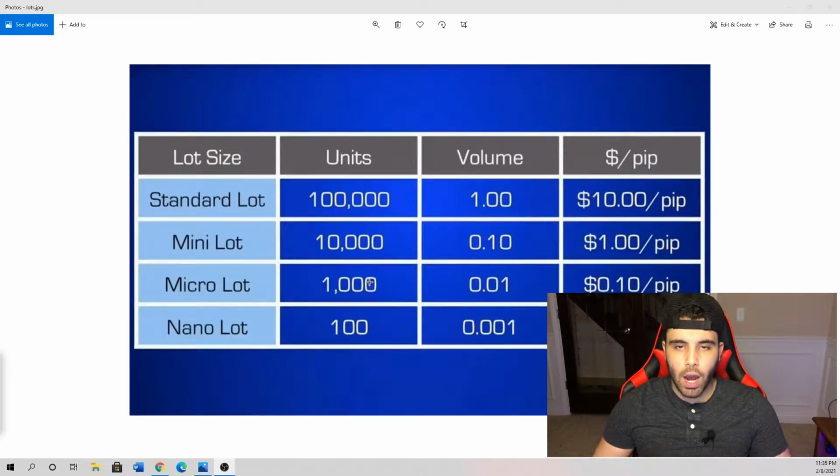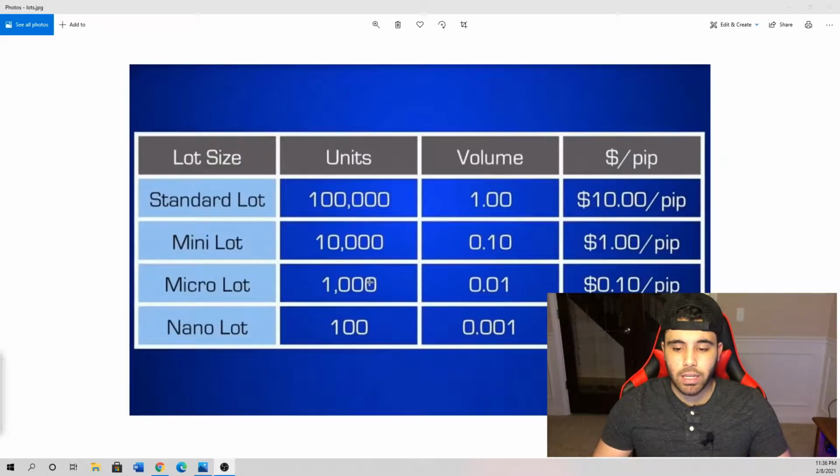Pips are how we measure change in price. So when price moves up, we say it moved up a certain amount of pips. If it moves down, it moved down a certain amount of pips. So your lot size is how much money you're willing to risk or earn per pip. For most brokers, the lowest lot size you can take is a micro lot. This is a 0.01 position. If you enter a trade with this position, you are risking 10 cents for every pip.